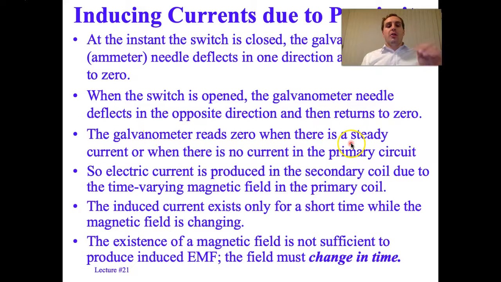It will read zero when there's either steady current or no current in the primary circuit. That's because there's no changing magnetic field in time, due to Faraday's law. So electric current is produced in the secondary coil due to a time-varying magnetic field in the primary coil. The induced current exists only for a short time while the magnetic field is changing. The existence of a magnetic field is not sufficient to produce an EMF. It must change in time. Remember, Faraday's law is: how does flux change with time?